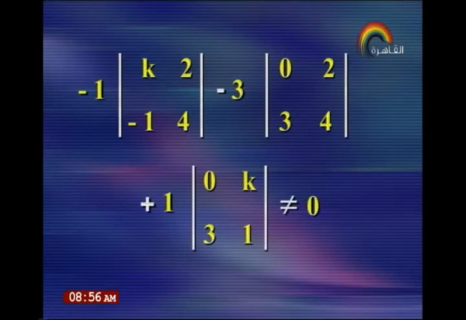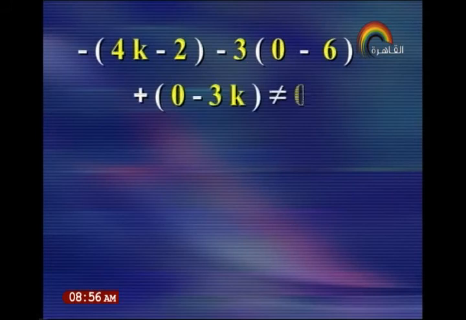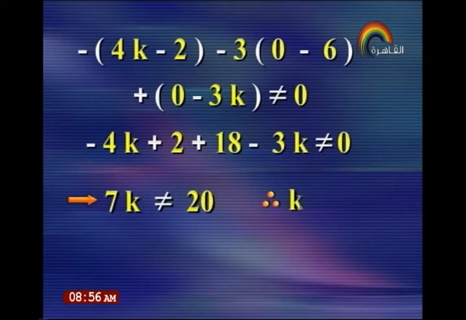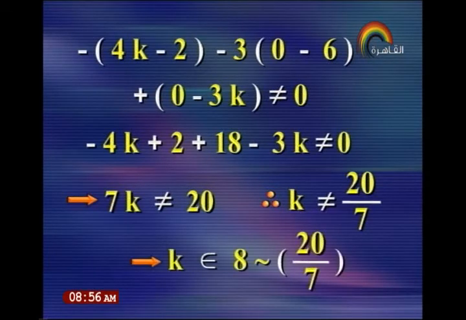What do we deduce? Negative bracket 4k minus 2, -3 not equal 0, -4k plus 2 plus 18, -3k not equal 0. Then k not equal 20 over 7. Then k belongs to the real numbers except 20 over 7.